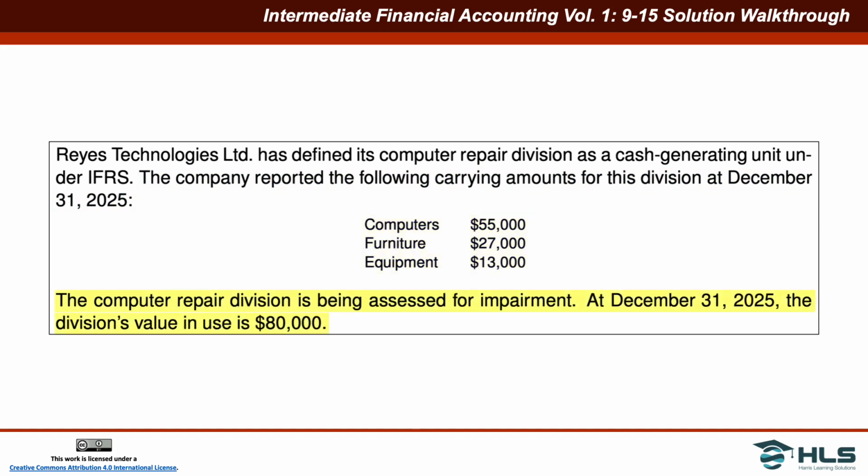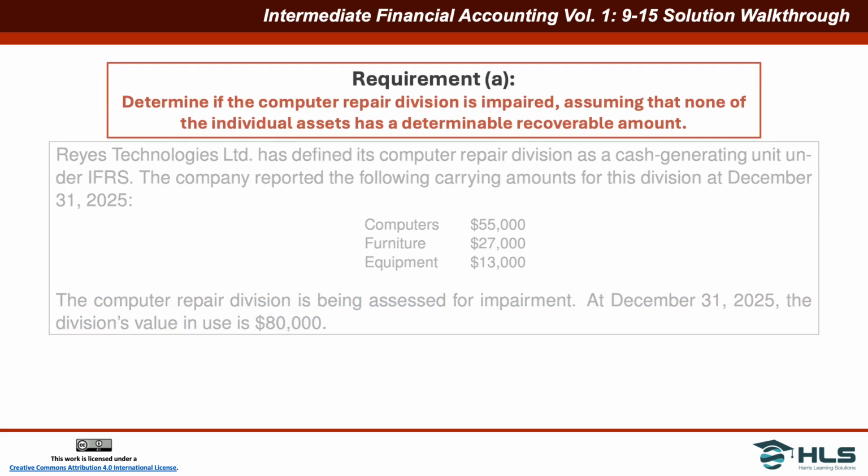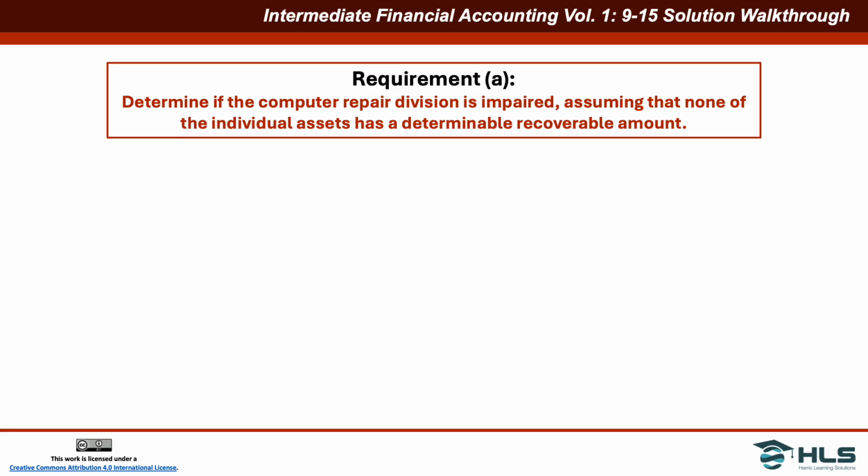The computer repair division is being assessed for impairment. At December 31st, 2025, the division's value in use is $80,000. There are four requirements for this problem, so we'll begin with requirement A, where we want to determine if the computer division is impaired, assuming that none of the individual assets has a determinable recoverable amount.